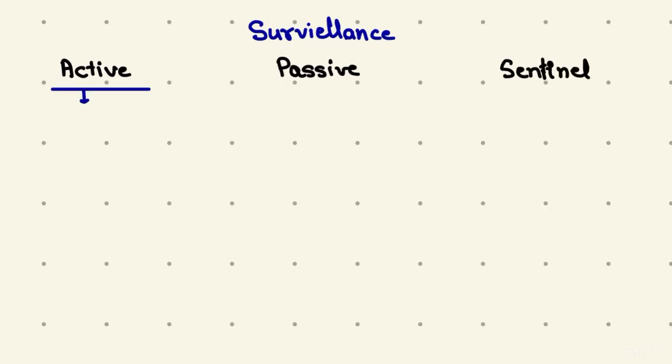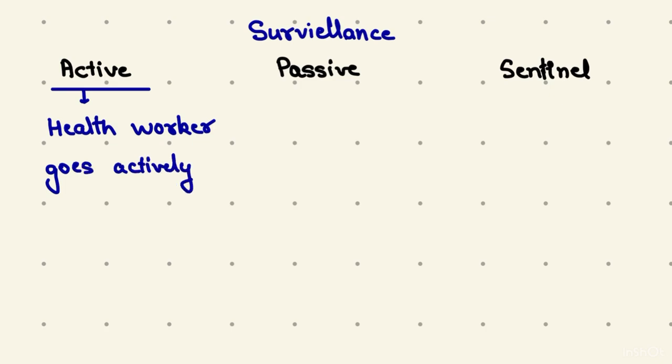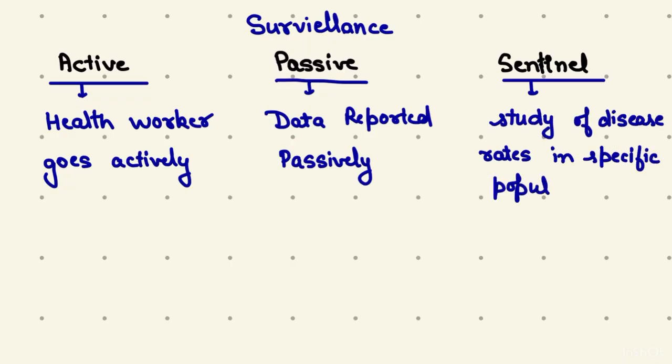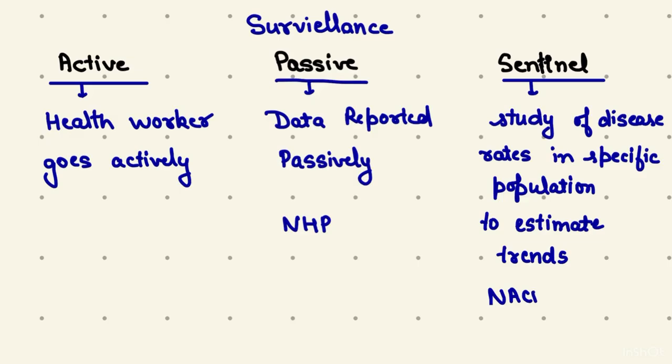In active surveillance, a health worker or a doctor actively finds the cases by going door to door. Passive surveillance में patient itself reports to the hospital. Sentinel surveillance is the study of disease rates in a specific population and deriving those rates to estimate the trends in the general population. Done in NACP.